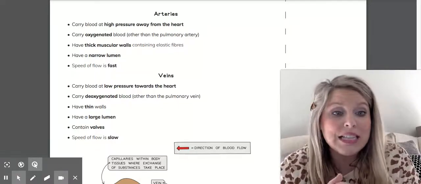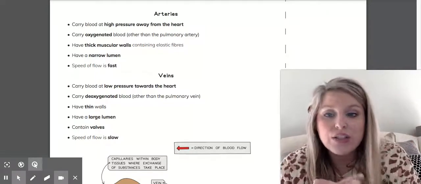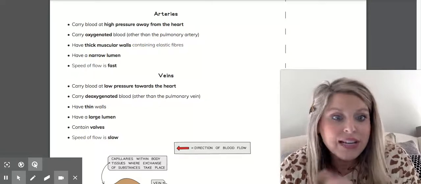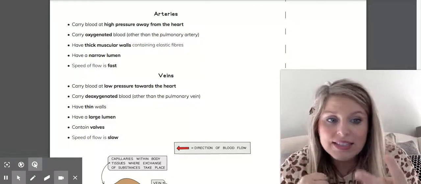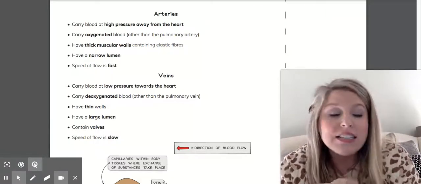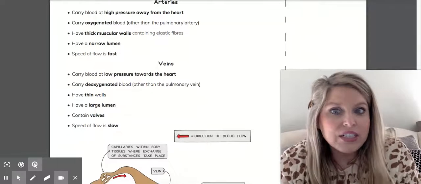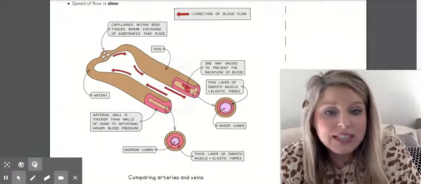So the lumen is the opening, and veins have a very large lumen. They contain valves. I just remember it like VV. Veins contain valves, and the speed of the flow is very, very slow. You can look at the image of this.